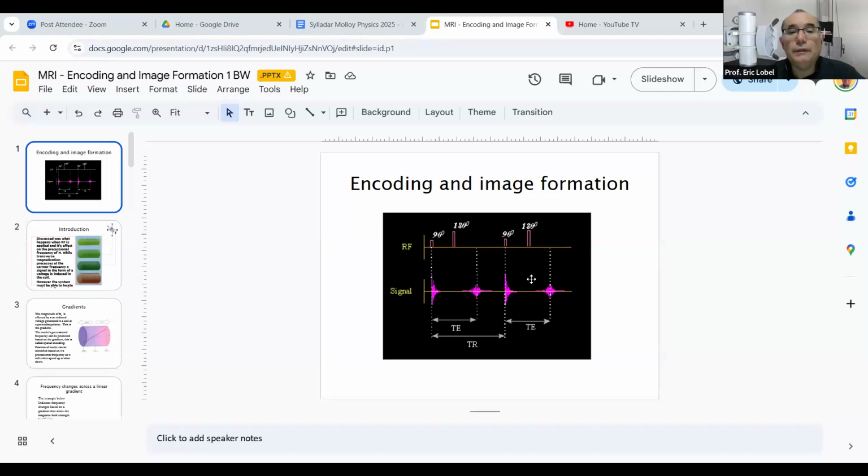Okay, everyone. So today we are going to talk about encoding and image formation. This is part one in our MRI series.